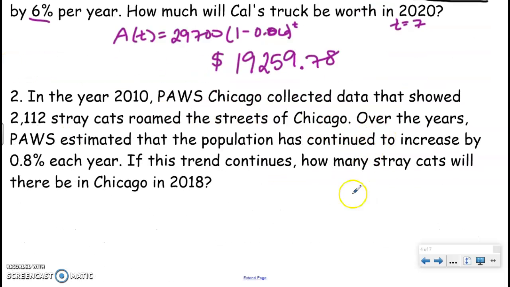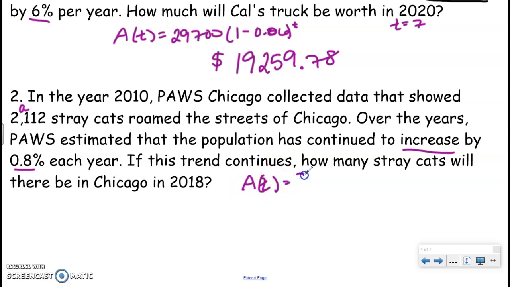In the year 2010, Posh Chicago collected data that showed 2,112 stray cats. So that's our starting amount. Roam the streets of Chicago. Over the years, Posh estimated the population has continued to increase, so growth, by 0.08% each year. If this trend continues, how many stray cats will there be in Chicago in 2018?